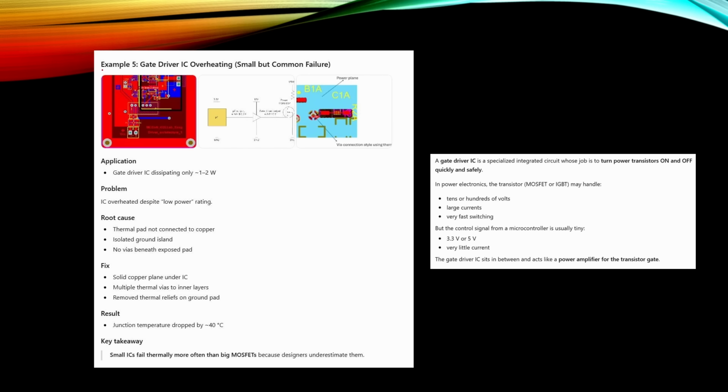Here we have an example of a small gate driver. Also in these cases overheating can be a big problem, although the power is at the level of 1 to 2 watts. And the main reason is that there is no good connection to the copper plate. We need to remember that also in this small application this connection is very important.